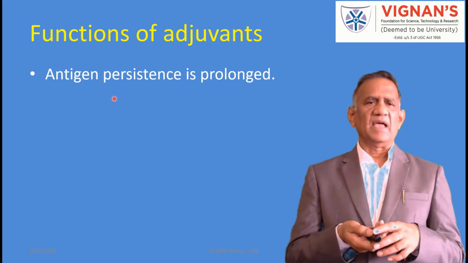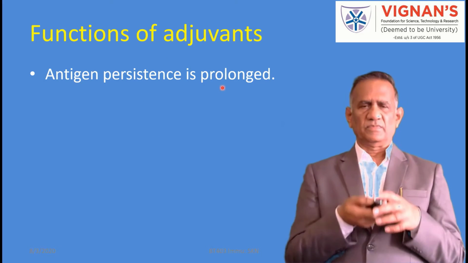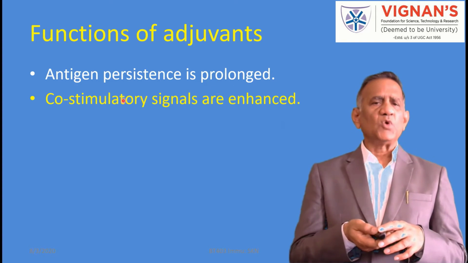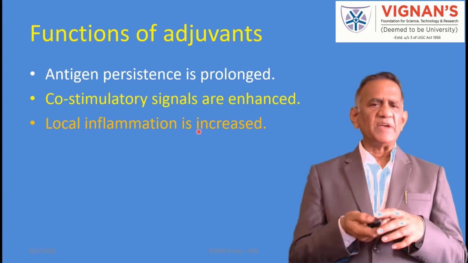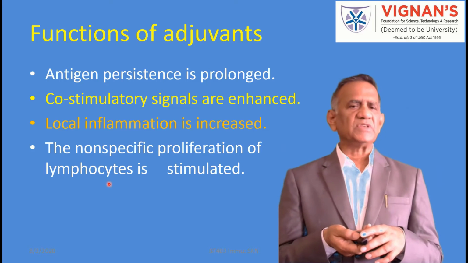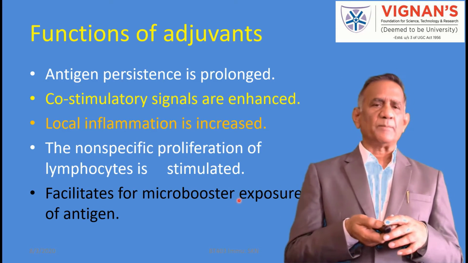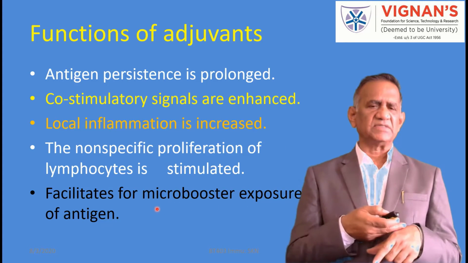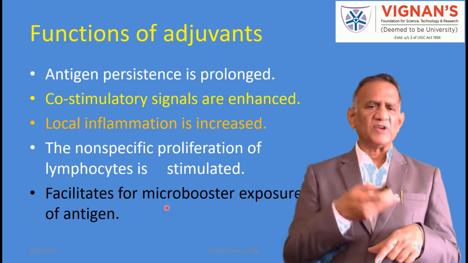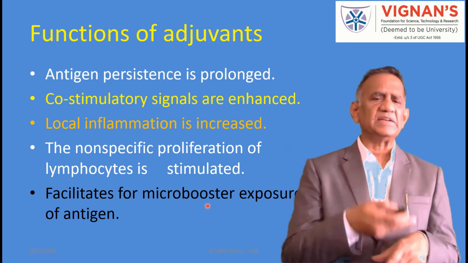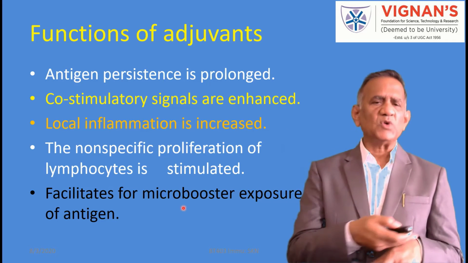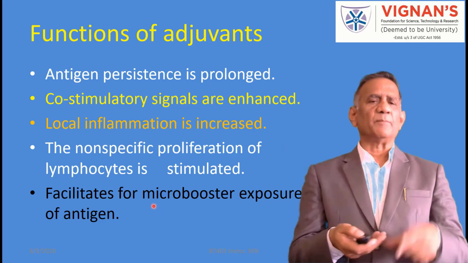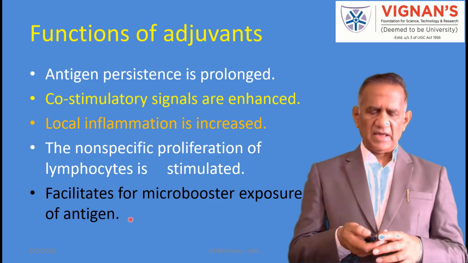The functions of adjuvants are these. Antigen persistence is prolonged; otherwise, the antigen is catabolized. Co-stimulatory signals are enhanced. Local inflammation is increased. The non-specific proliferation of lymphocytes is stimulated. It also facilitates micro-booster exposure to the antigen, which is an important aspect of an adjuvant. If you give an antigen as a vaccine along with the adjuvant, the vaccine contains hundreds and thousands of antigenic molecules, and those molecules, one after the other, expose the host system. That is what is called micro-booster exposure, facilitated by the adjuvant.